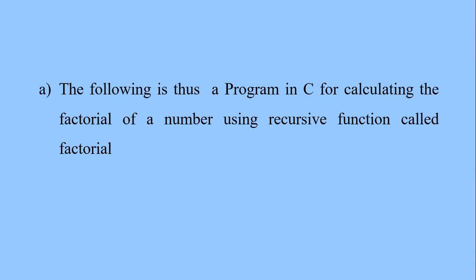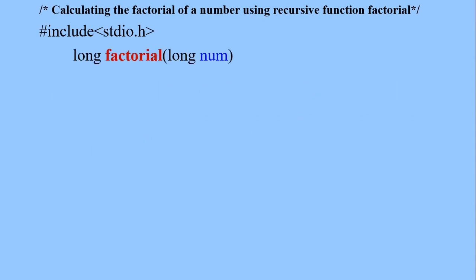So the following is a sample program in C for calculating the factorial of a number using a recursive function called Factorio. That is the comment: calculating factorial of a number using a recursive function called Factorio. That's our preprocessor directive for allowing us to make use of the input and the output devices. And then at this point, we are defining a function for computing factorials.